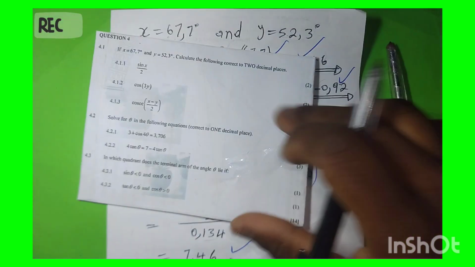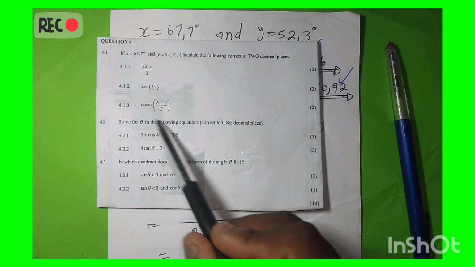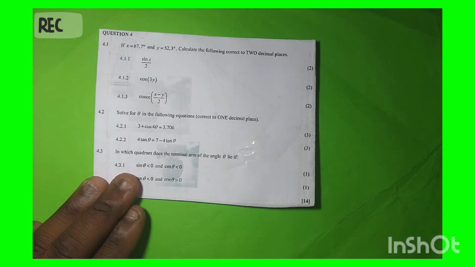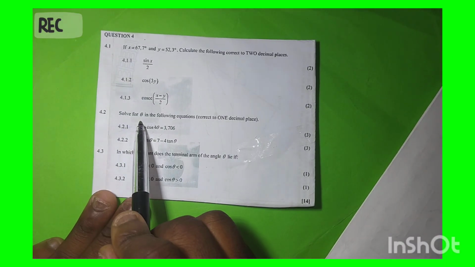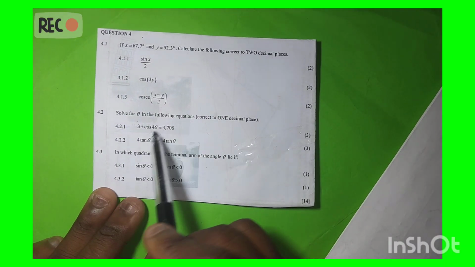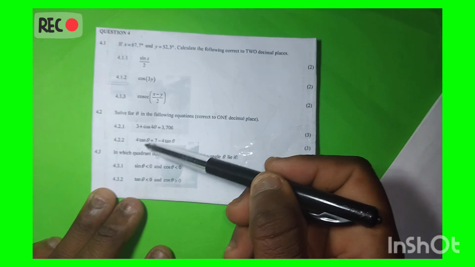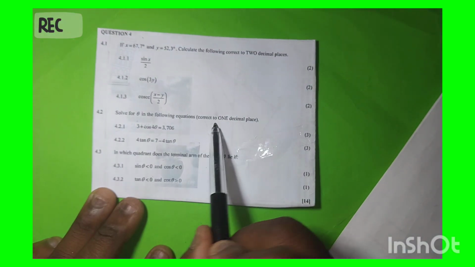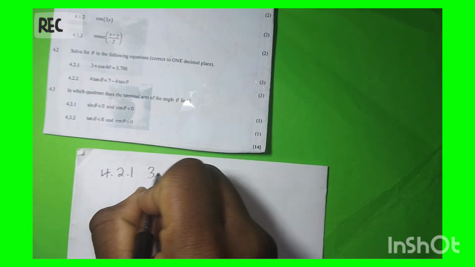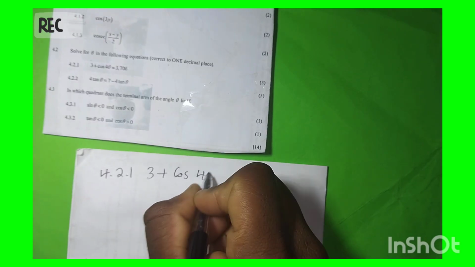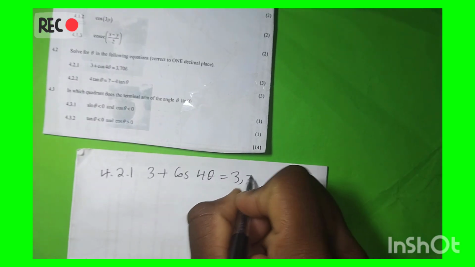And the questions that can give you a hard time are these ones, whereby they will need you to solve for theta in the following equation. They will need you to solve for theta and correct your answer to 1 decimal place. So let me take this question then, which is 4.2.1, which is 3 plus cos 4 theta, which is this 7 comma that.